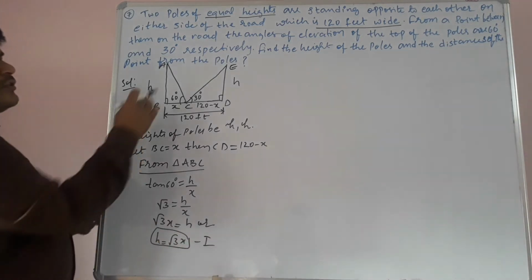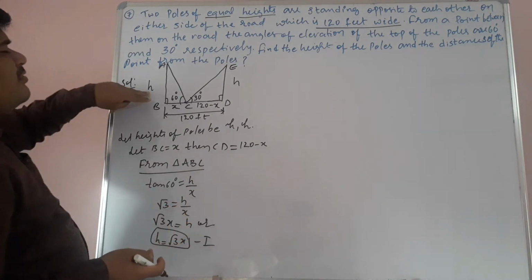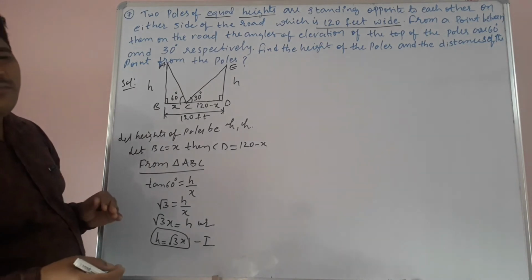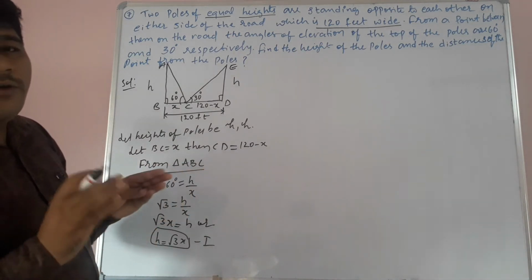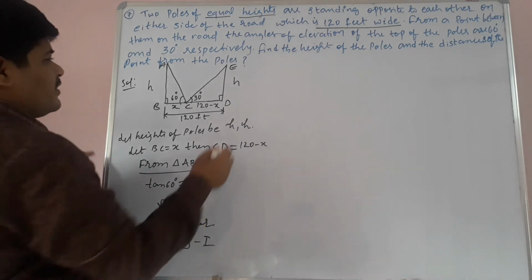Because both poles have equal heights, if we write h is equal to something and h is equal to something, then you can equate those RHS. The things which are equal to the same thing are equal to one another. Who told this? Euclid. That is Euclid's axiom.